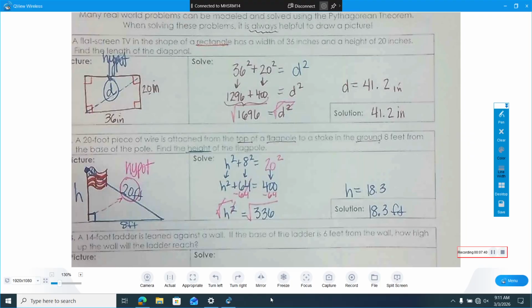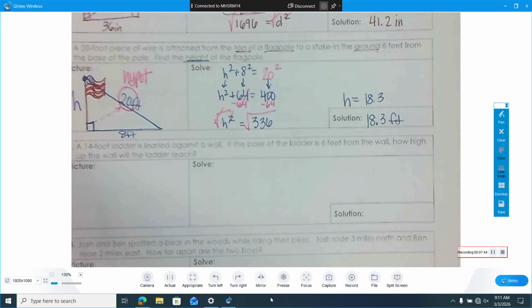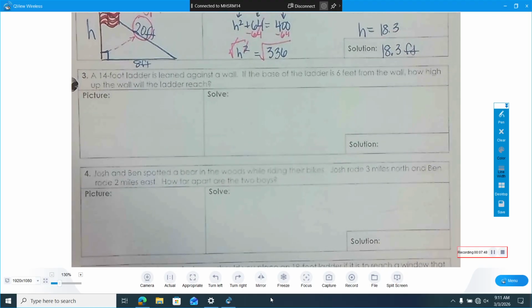Good? Yeah? All right, we will do just 2 more, I think. That's fine. All right, number 3 and 4.